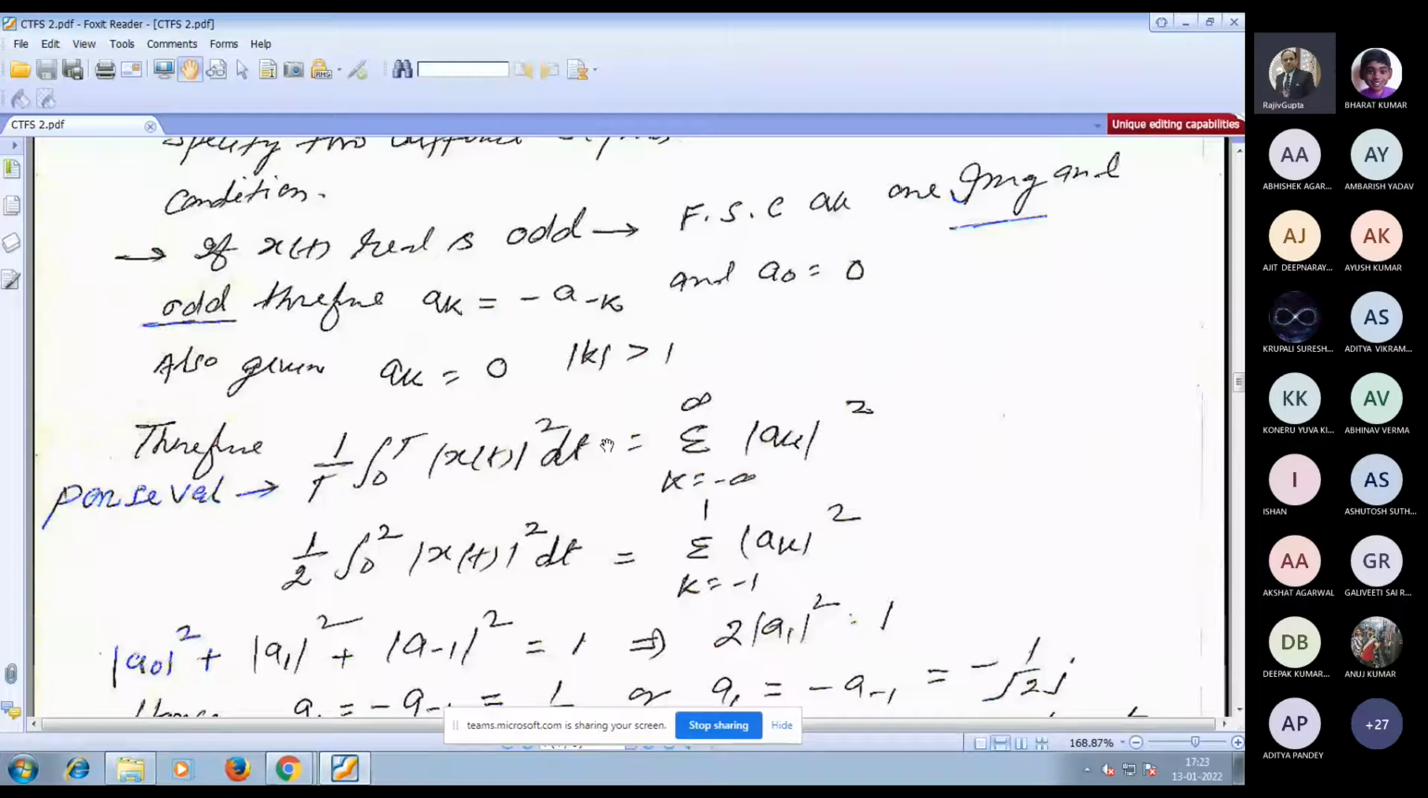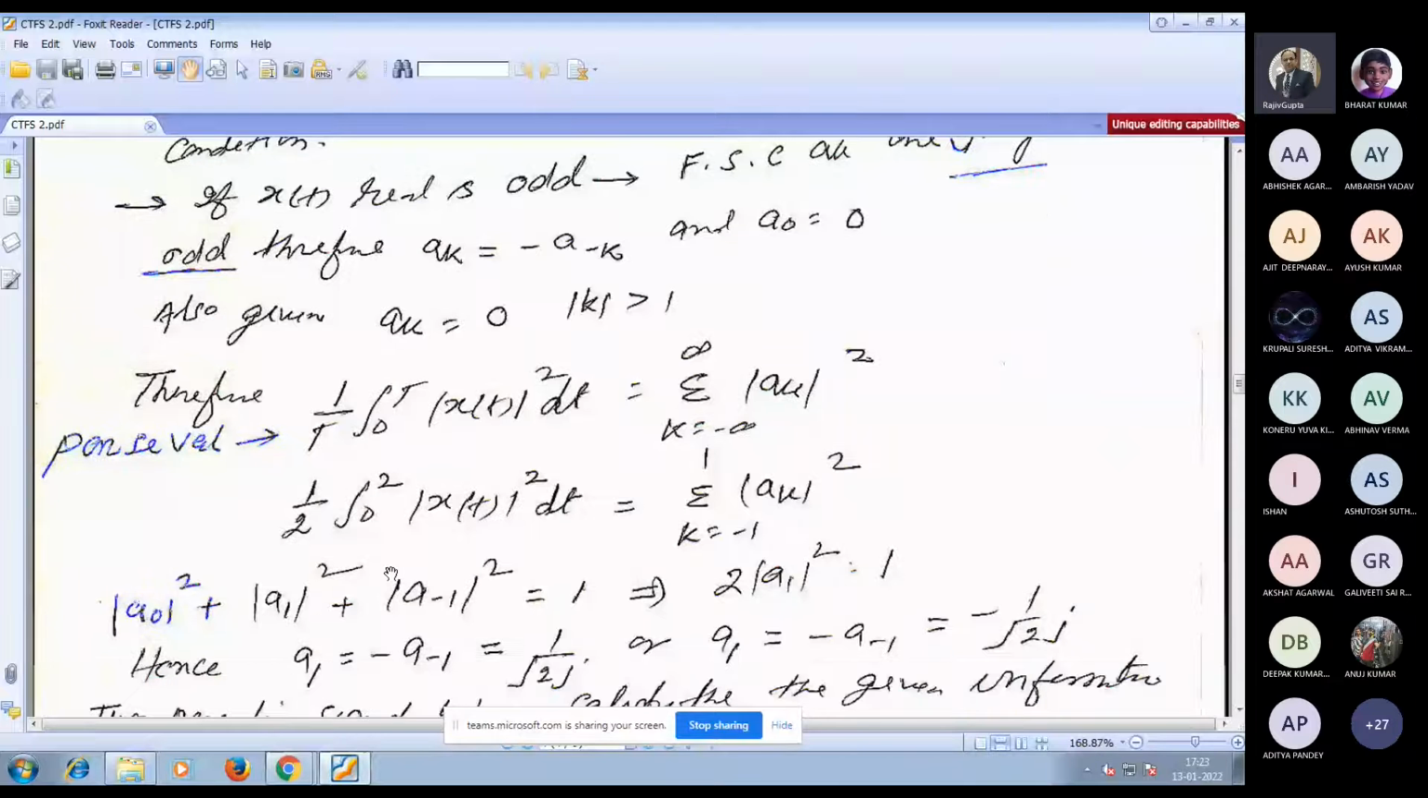तो ऑलरेडी हमको दिया गया है. क्या दिया गया है? a naught is already 0 and ak is 0 for mod of k greater than 1. So what are the possibilities? इसमें only possibilities जो ये a1 और a minus 1 ही हम रख सकते हैं. Yes. ठीक है, because for the rest of the k, ak is 0 and a naught is already 0.